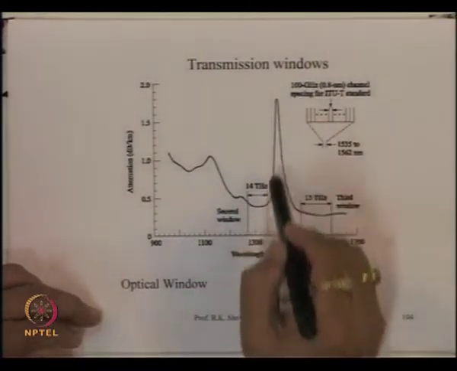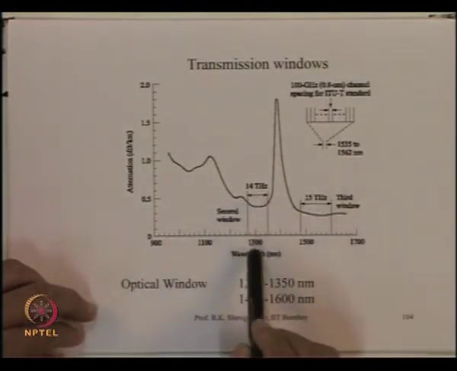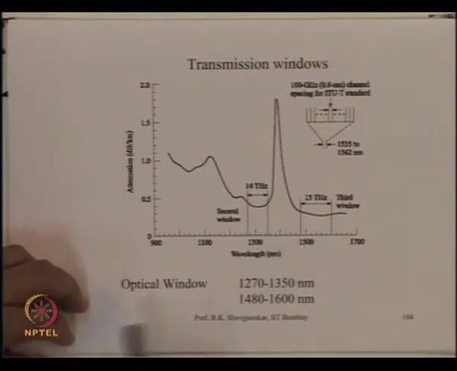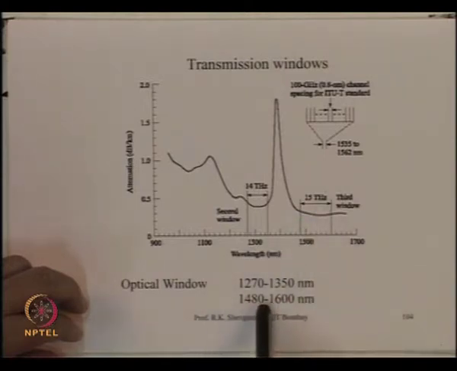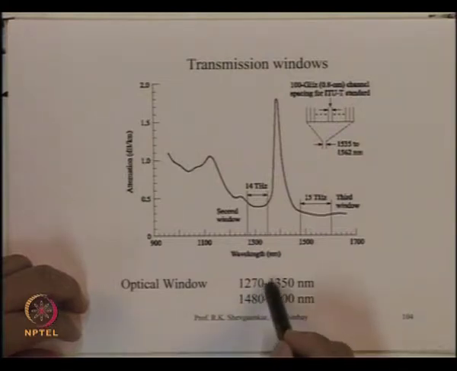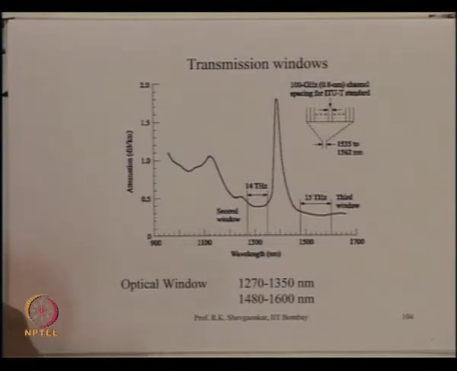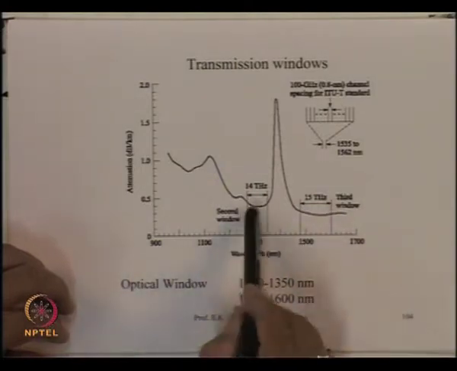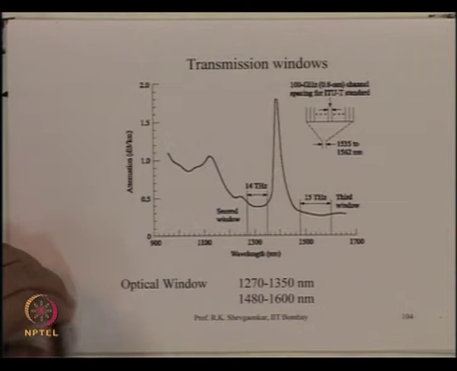Even if we don't go into the reduction of this peak, we have the two windows, one around 1300 nanometer and one around 1550 nanometer. Typically, this window would range from about 1270 nanometer to 1350 nanometer, and this window would range from 1480 nanometer to about 1600 nanometer. If I convert this into the corresponding frequency, we have a bandwidth of about 15 terahertz here and about 15 terahertz here. So the total bandwidth, including these two windows, is about 30 terahertz.